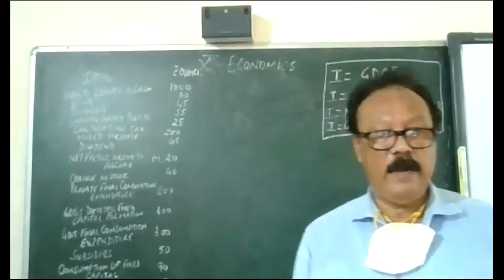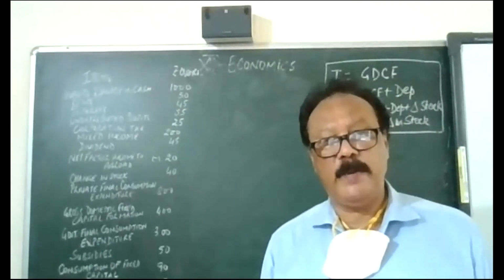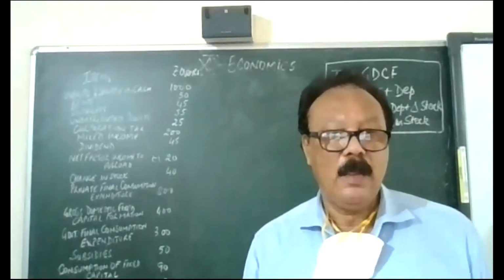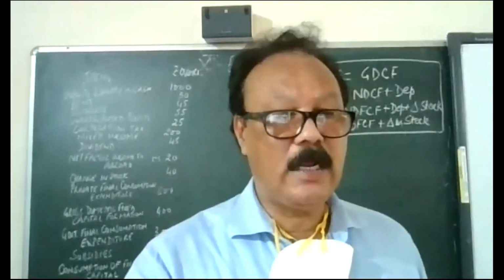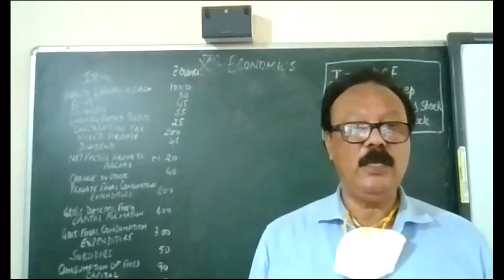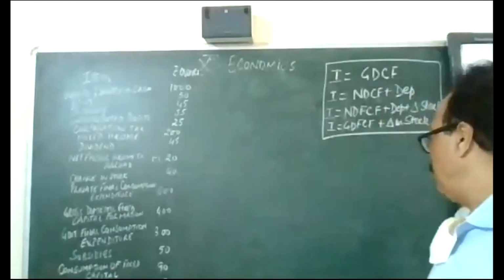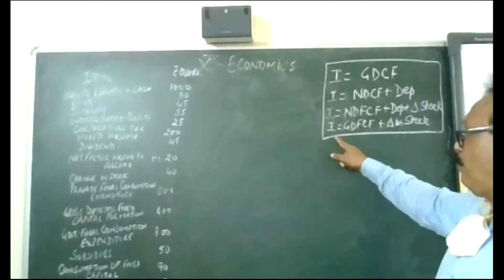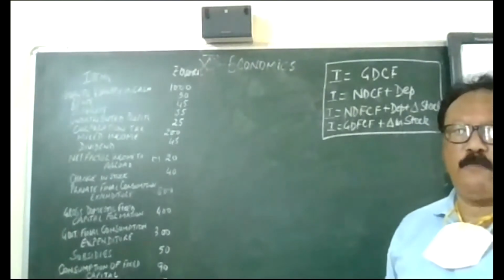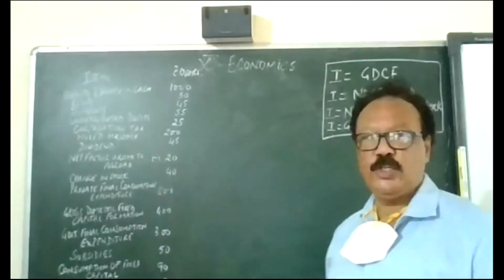Remember, I said when we have to calculate the national income by the expenditure method, we first calculate GDP at market price, and that consists of C plus I plus G plus X minus M. That was the formula. Now, these are four things which you should copy down, which will help you to identify what should be taken as investment expenditure.